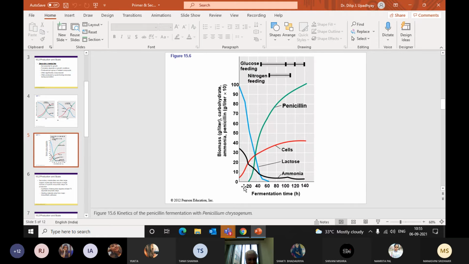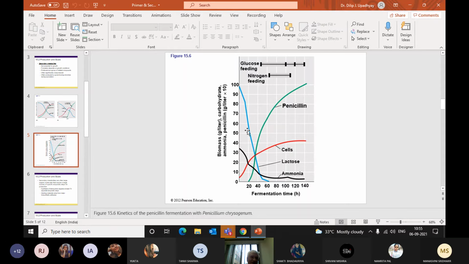So here I put the timings. On the x-axis, you will see 20, 40, 60. These are the hours. And here we'll talk about biomass. Biomass is nothing but a cell number, so don't get confused about it, correct? If you see here, the sugar is the blue color sugar line. The actual sugar which was used during this fermentation of penicillin was lactose.